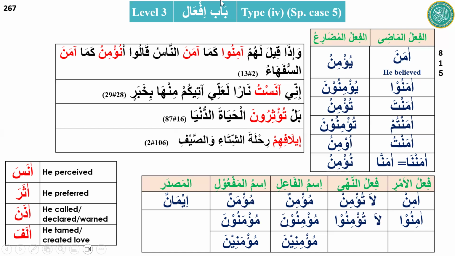So, let me ask somebody here. Sister Rehana. Assalamu alaikum. Wa alaikum assalam. Can you please complete the table?